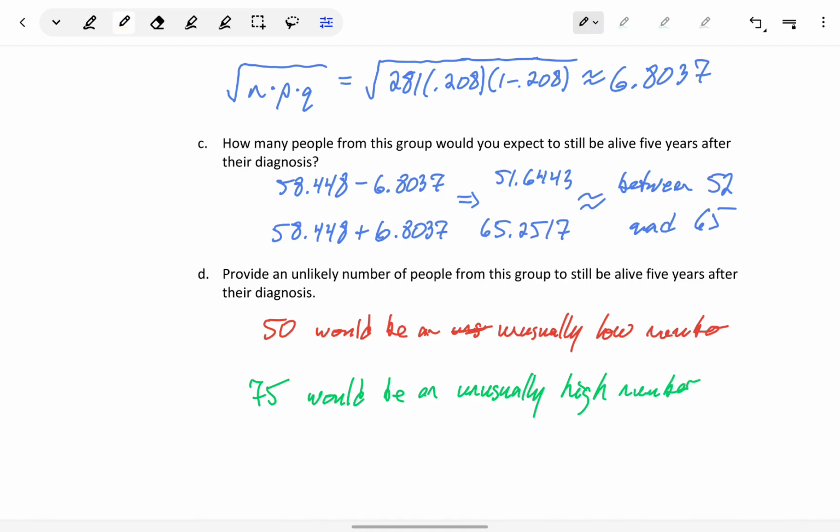Because again, what we're saying in part C is that we would expect between 52 and 65 people to still be alive 5 years after their diagnosis, based off the parameters that were given in this binomial experiment.